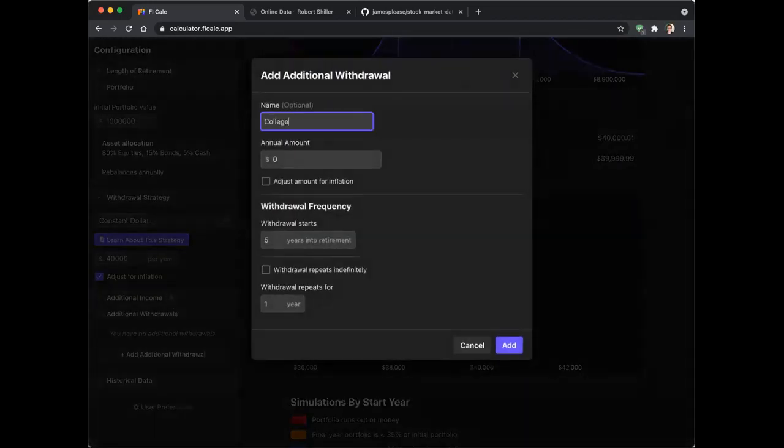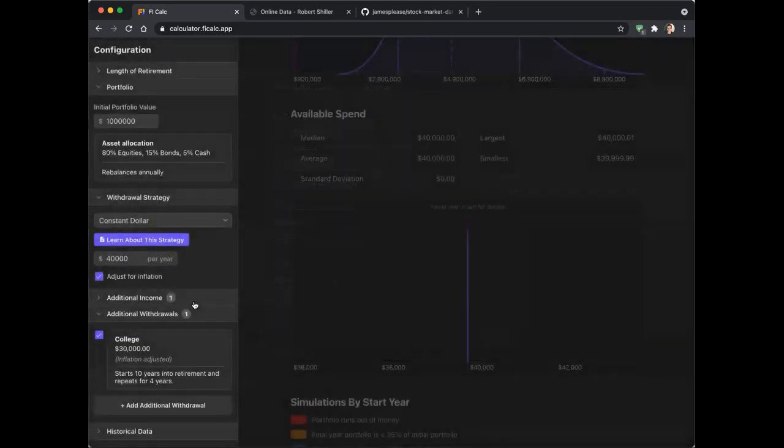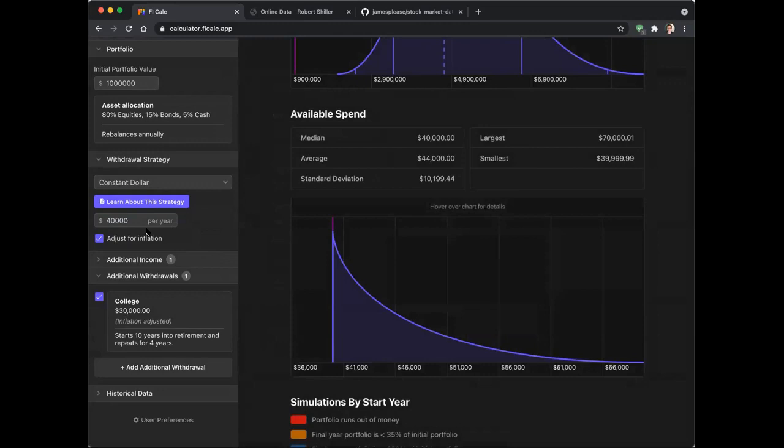So you could do college and you could say, okay, we're going to spend up to $30,000. We'll adjust that for inflation. That's going to happen in 4 years, and it's going to start in 10 years, and it's going to repeat for 4 years. So that's the additional withdrawal. And the way that works is that this is just tacked on top of whatever the withdrawal strategy calculates. So if the withdrawal strategy calculates $40,000, then when this year occurs, that's going to be a $70,000 withdrawal.